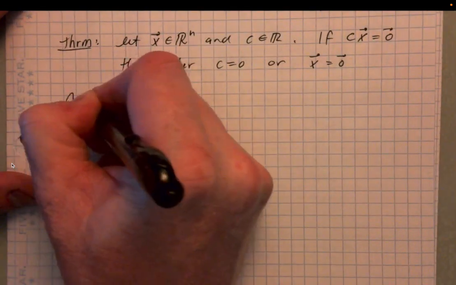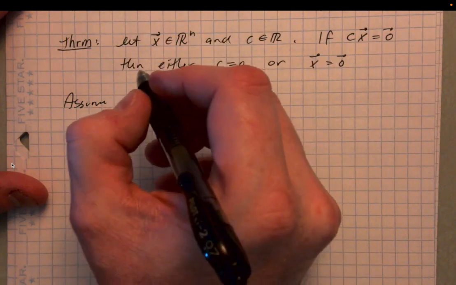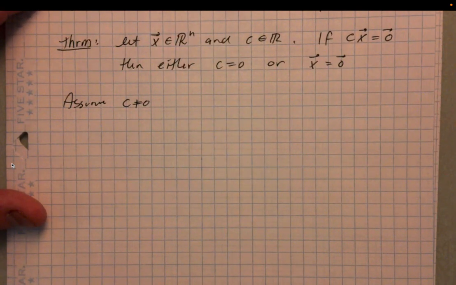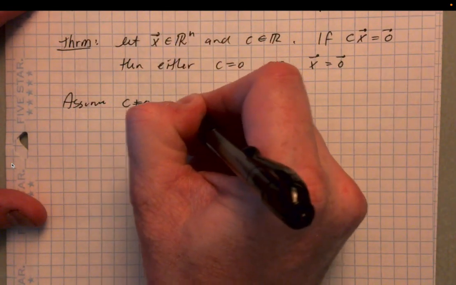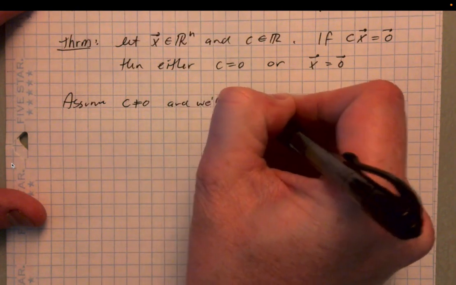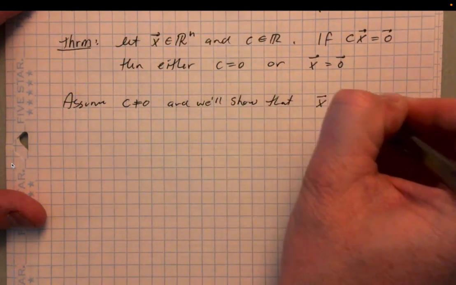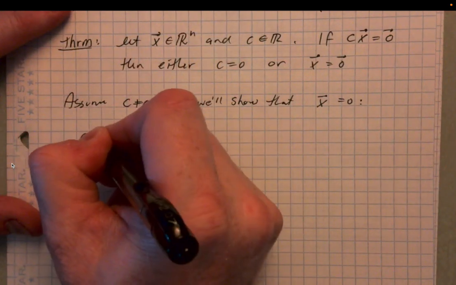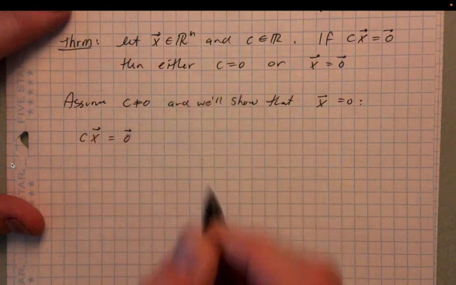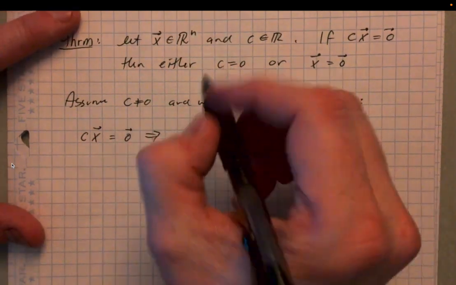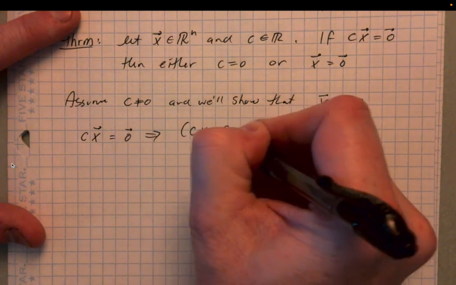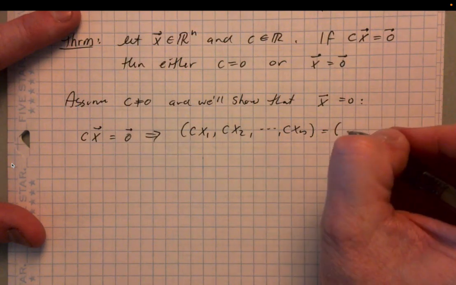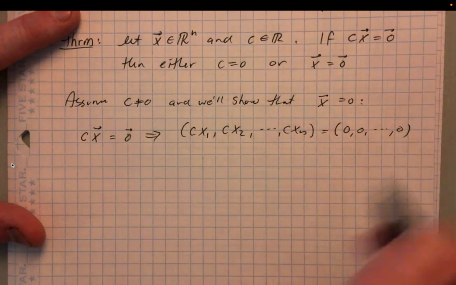So let's assume that C is not equal to 0. We'll start with that, and we'll show that x must be 0. Okay, so we'll do it this way. Start with this one. If C times x is equal to the 0 vector, that implies that Cx1, Cx2, ..., Cxn equals 0, 0, ..., 0. So that's what we mean.